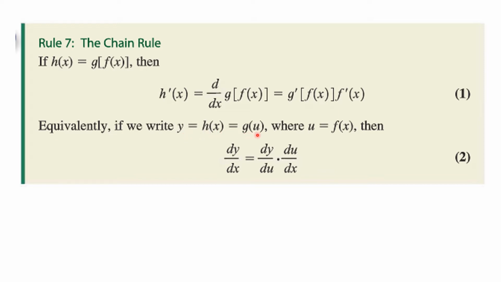My students tend to think it's easier to think about it this way, that y is equal to g of u, and u equals f of x. So dy dx is equal to dy du times du dx. It almost looks like these du's are canceling, and that's an easy way to remember the chain rule.